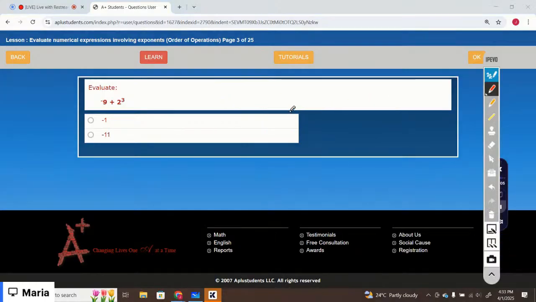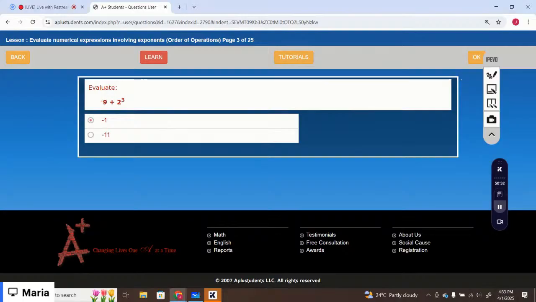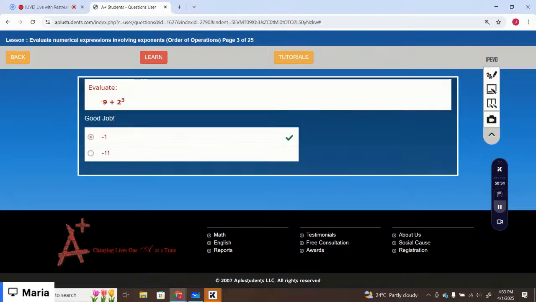Negative 9 plus 2 cubed, that is negative 9 plus 8. That equals negative 1. Option number 1 is the correct option.